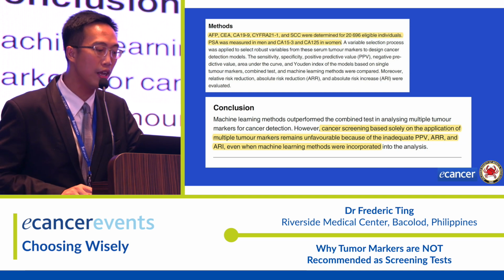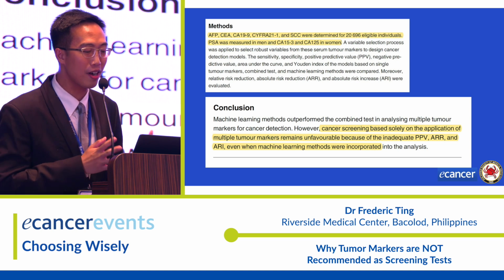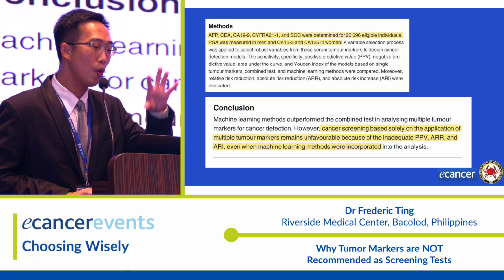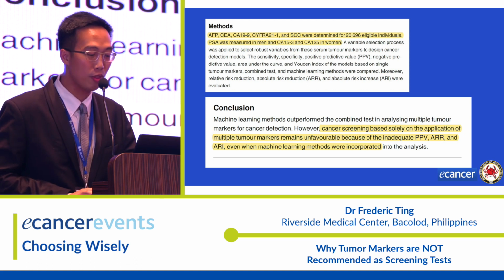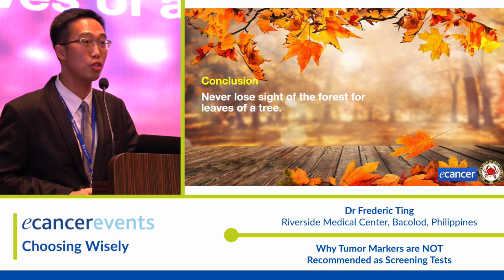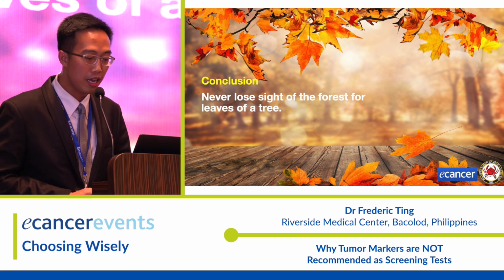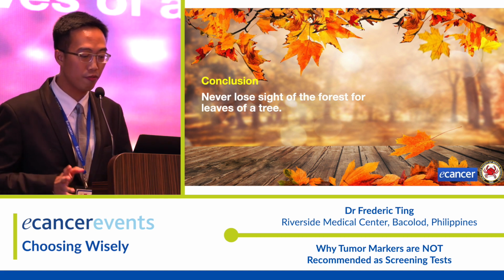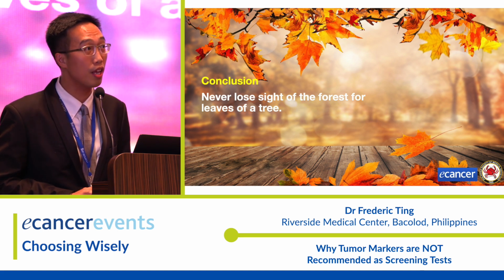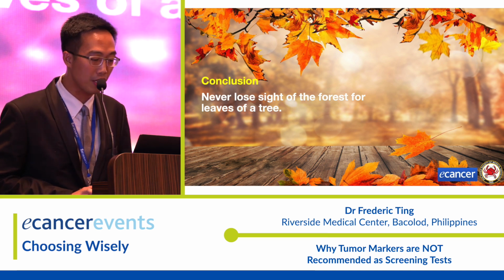And so to conclude, I think this is the best statement to summarize the use of tumor markers in approaching patients with malignancies or whom we suspect with malignancies: we should never lose sight of the forest for the leaves of a tree. Tumor markers need to be judiciously used, and a thorough understanding of the basics of pathophysiology, the techniques of testing, and the knowledge of their role in a given malignancy is very, very important before we use them for our patients.